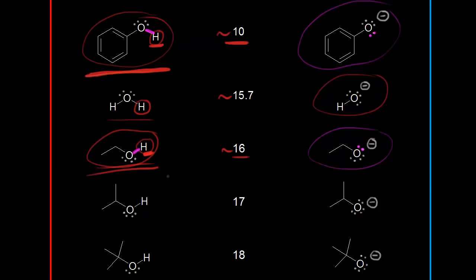Well, remember the definition for pKa. It's the negative log of the Ka. And each pKa unit is an order of magnitude. So how many units difference do we have between these pKa values? This one's 10 and this one's 16. So that's a difference of 6.